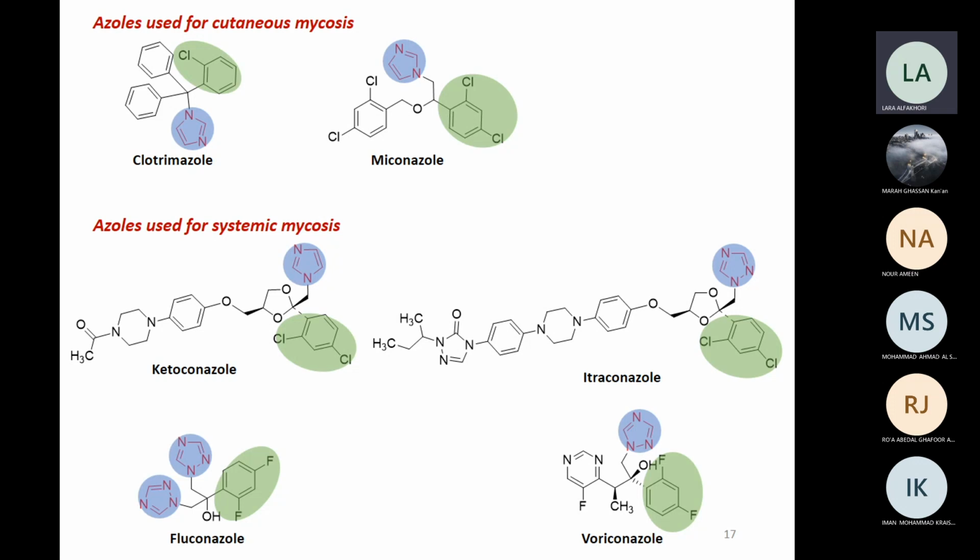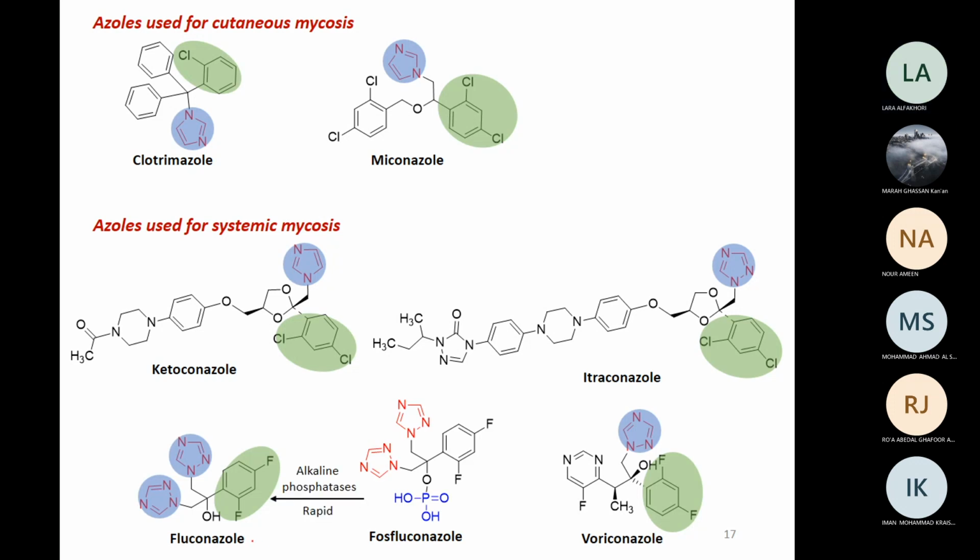The one that we have said has enough water solubility for it to be prepared for IV injection is fluconazole. Its water solubility can even be further enhanced by generating a prodrug that is a phosphate prodrug, which for sure, as you all know, phosphate can be easily removed in vivo via alkaline phosphatases.